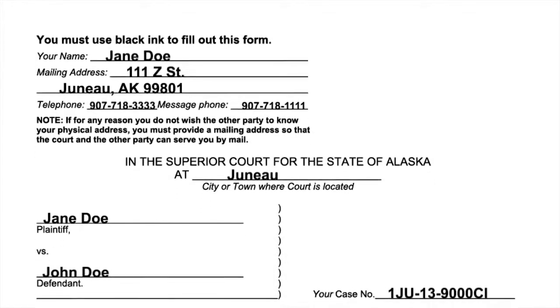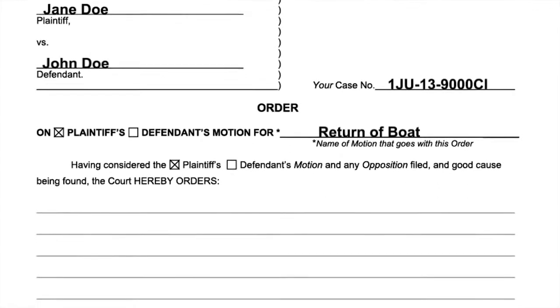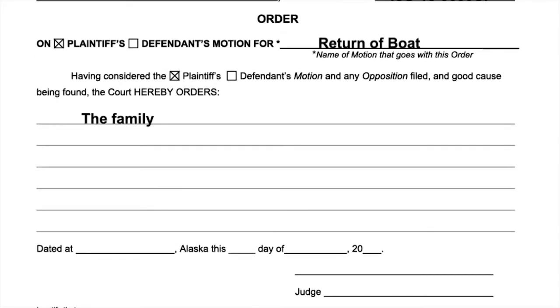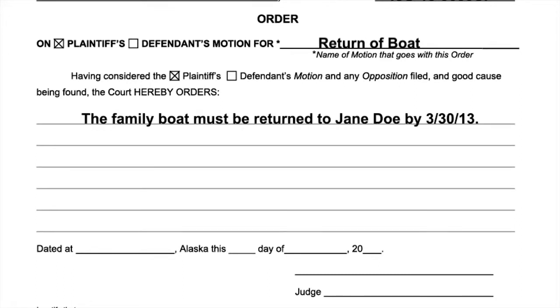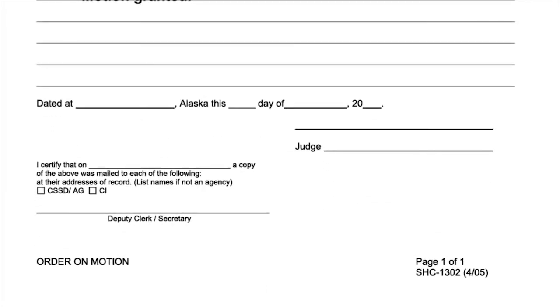This third form, the order, requires the same identifying information as the other 2. This is the order you're asking the judge to sign. You write down exactly what you want the judge to order, but you do not sign it. If the judge agrees to give you what you want or grant your motion, he or she may sign it or write up a different order. You do not sign this form.